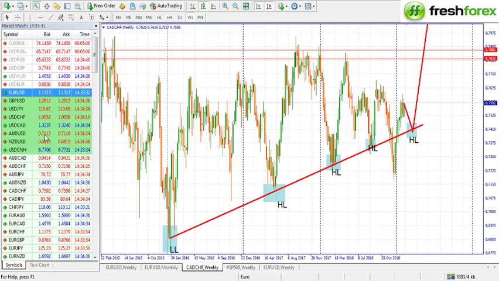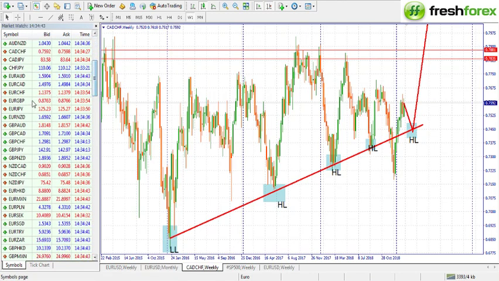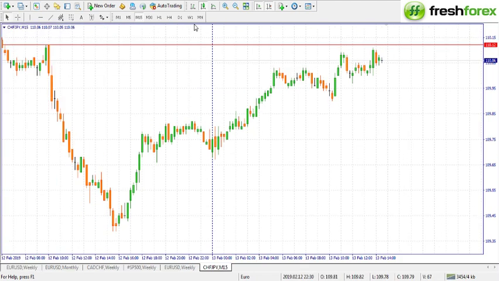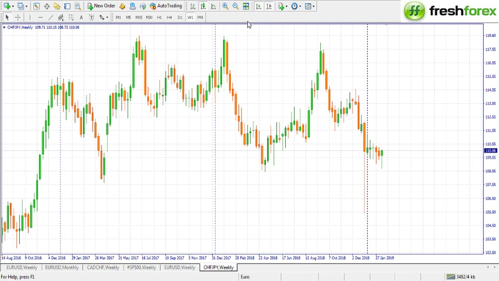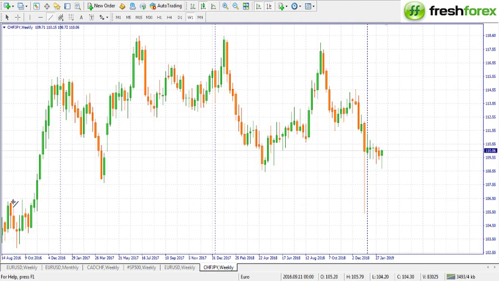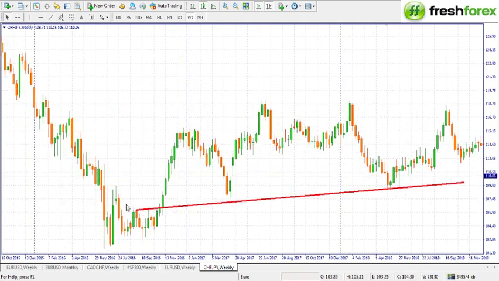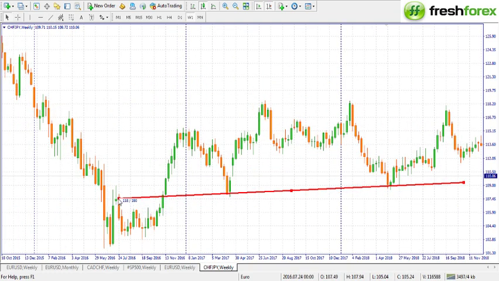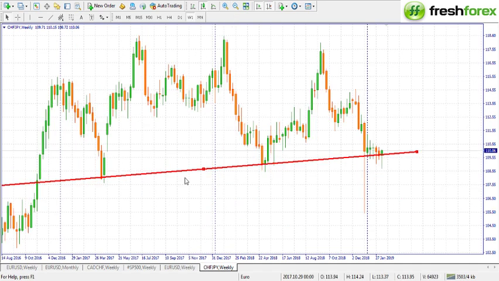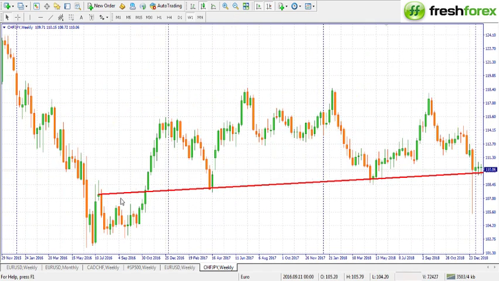Something like this. We have a very good example at CHF JPY. Just look at this like this. I'll minimize that. From this point upwards, from that point, like that. So look at this chart like this.